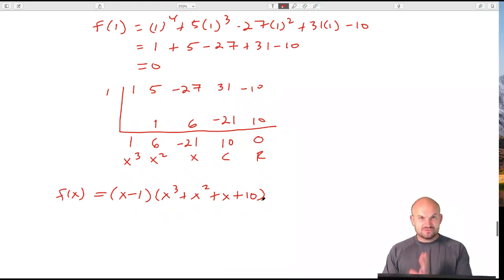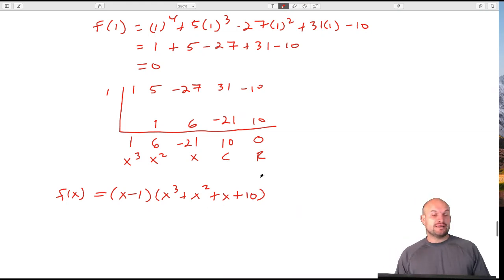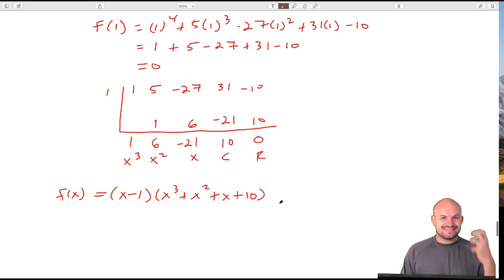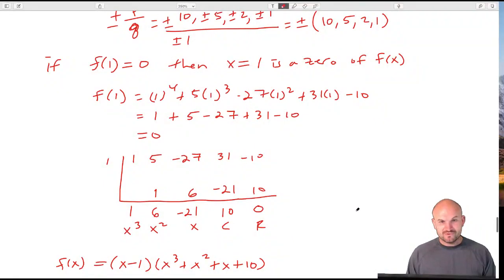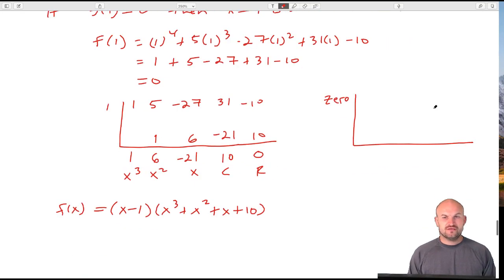Now, obviously, if this was factorable by grouping, you could go ahead and just factor it. But it's not factored by grouping. So therefore, what you need to do is find another 0, and then do synthetic division again. But make sure you only do synthetic division with this answer here of 1, 6, negative 21, and 10.